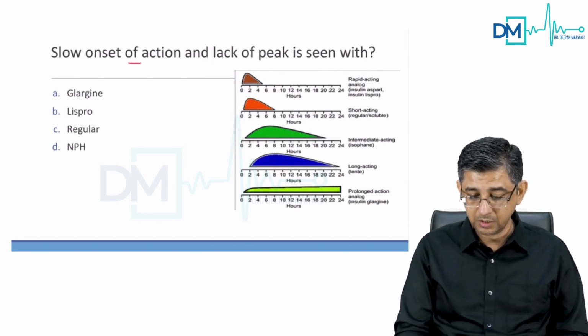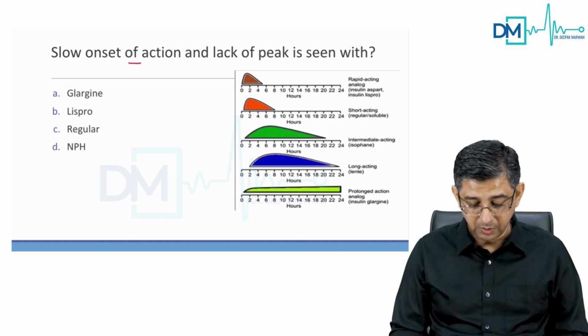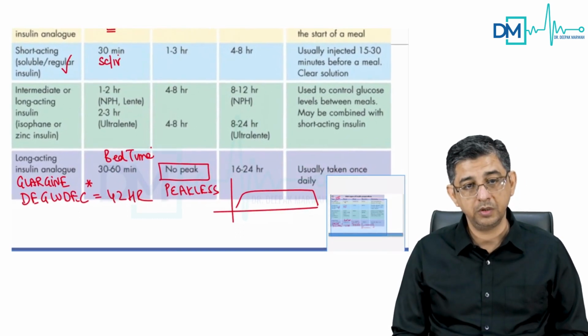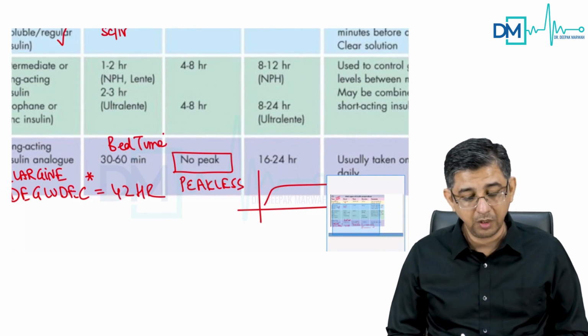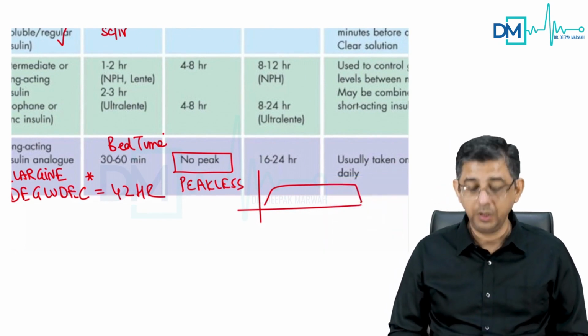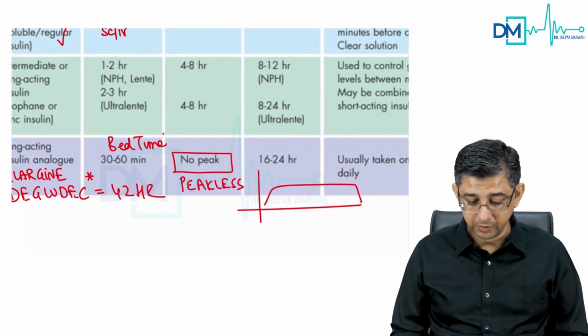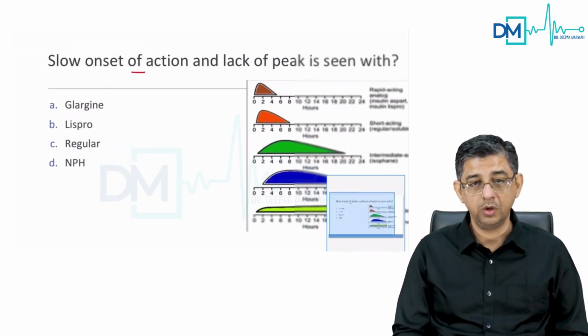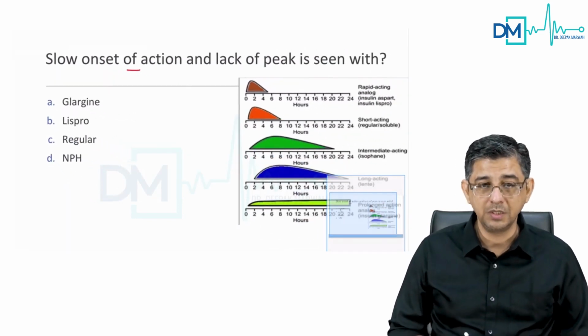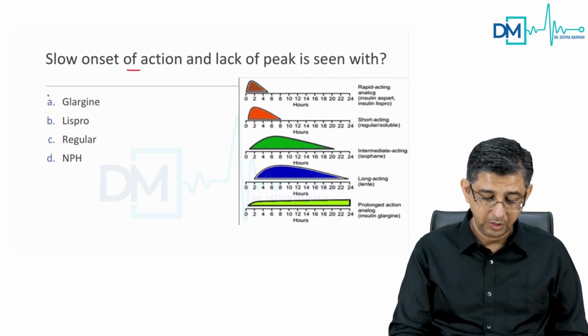Slow onset of action and a lack of peak. Let's go back to the previous slide. Slow onset of action would mean that this injection will work after something like 1 hour approximately, but there is no peak of this injection. It lasts for 24 hours. So this solves this question also. Slow onset of action and a lack of peak is seen where the answer would be given with glargine.